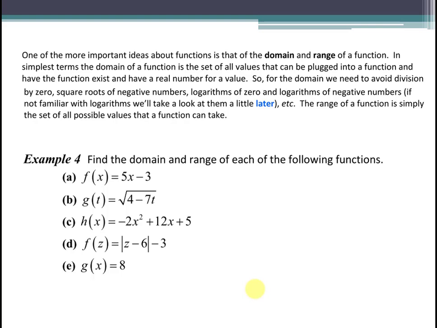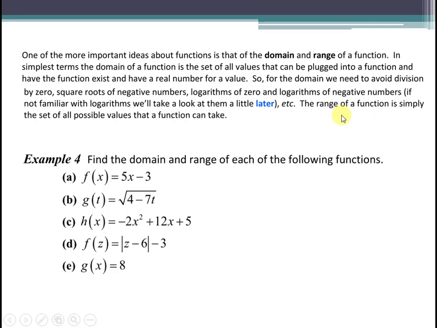So the next terms are domain and range of the function. One of the more important ideas about functions is that of the domain and range of the function. In simplest terms, the domain of the function is the set of all values that can be plugged into a function and have the function exist and have a real number for a value. So for the domain, we need to avoid division by 0, square roots of negative numbers, logarithms of 0, and logarithms of negative numbers.